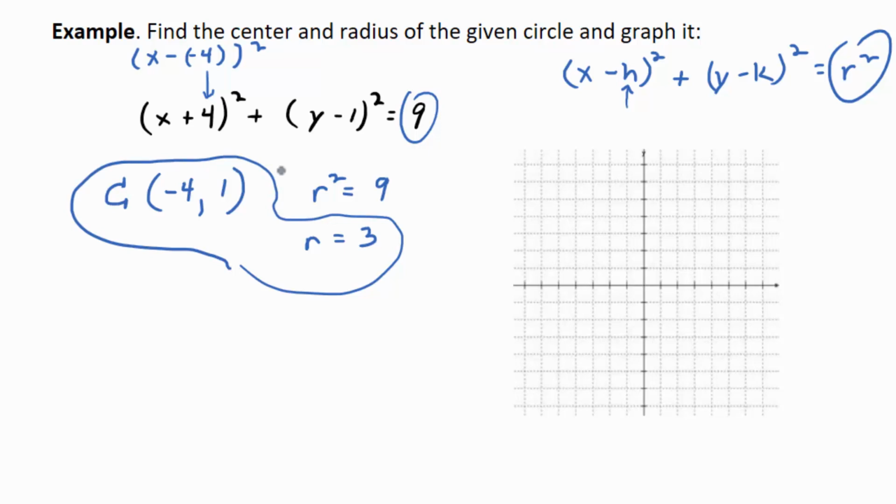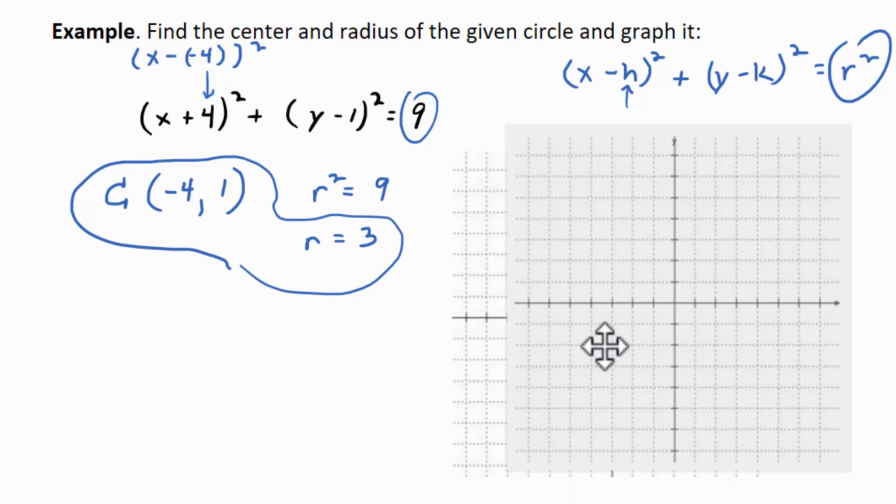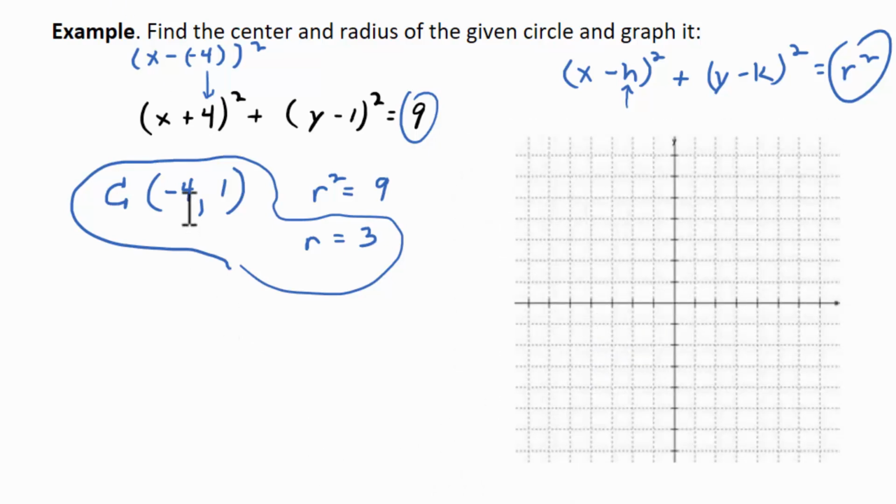Is it all that hard to graph these things? Nah. So you have to remember to plot this, even though the center is not part of the circle, the curve. You use it to get the circle, so you've got to plot that first. So negative 4, 1: 1, 2, 3, 4, up 1, like that. And then what do I do from that center? Up, down, left, right, 3.